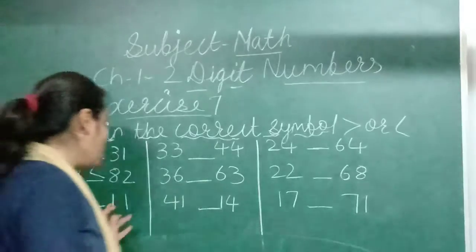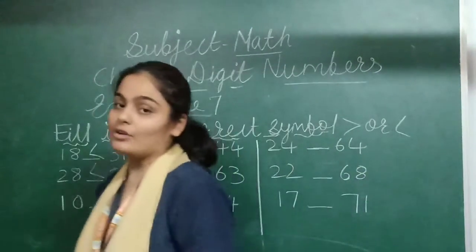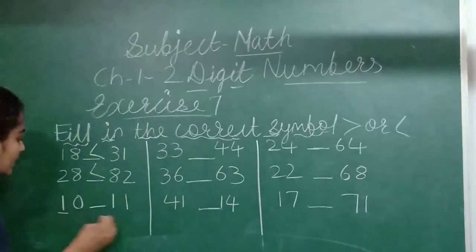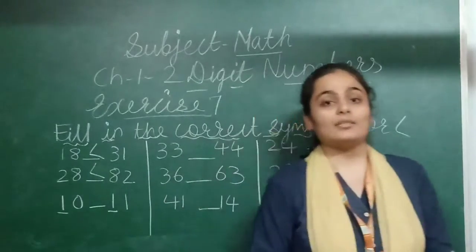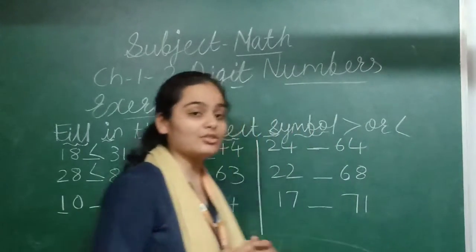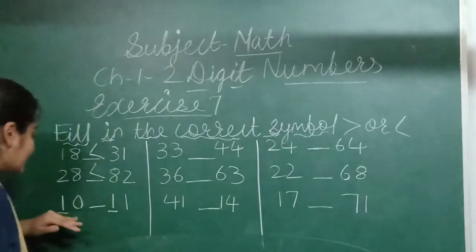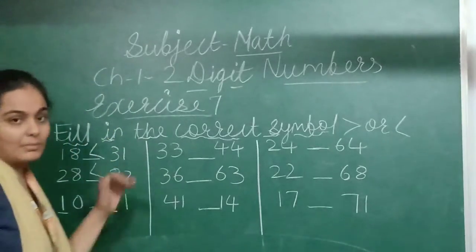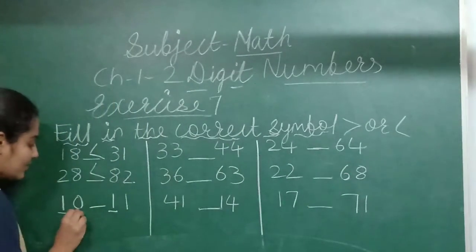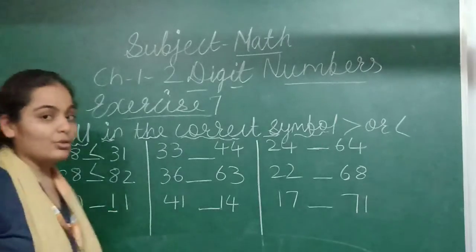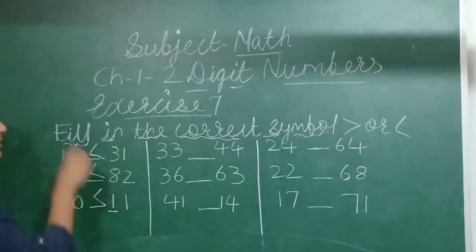Next, 10 and 11. Yes, in 10 and 11, on the tens, both have 1. So now in your mind one question will arise: Ma'am, you said we have to compare the tens digit, and the bigger number will get the symbol on its side. But if both numbers are the same on the tens digit, we have to compare the ones digit. Okay, so on the ones, here 0 is there and here 1. So 1 is bigger than 0, so we have to put the sign on this side.